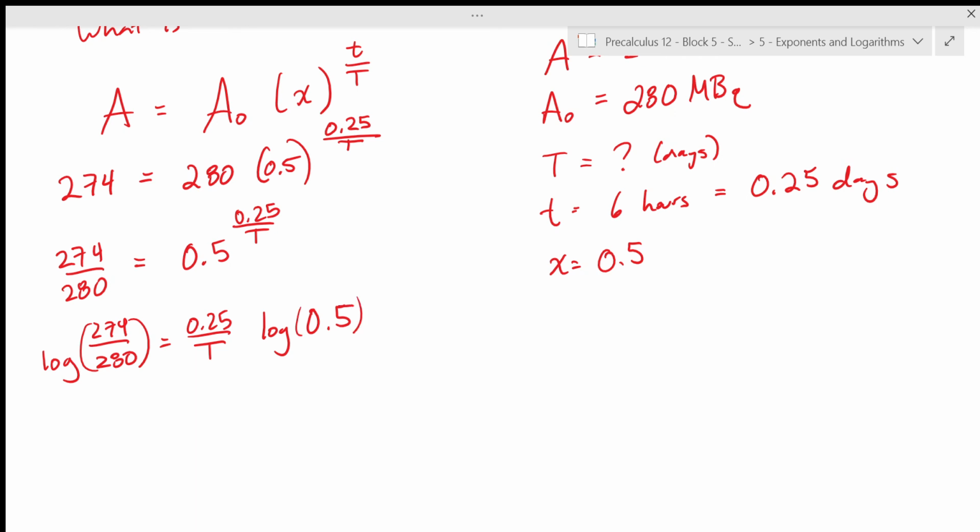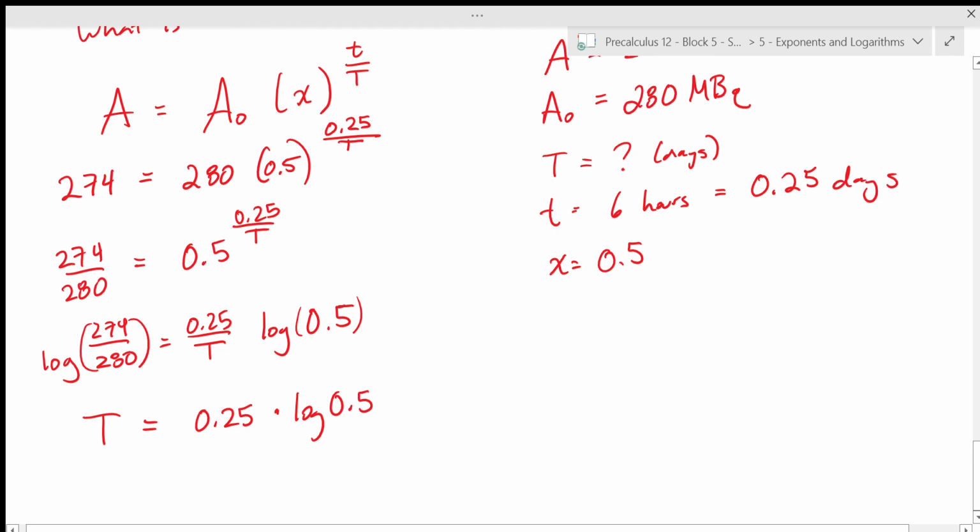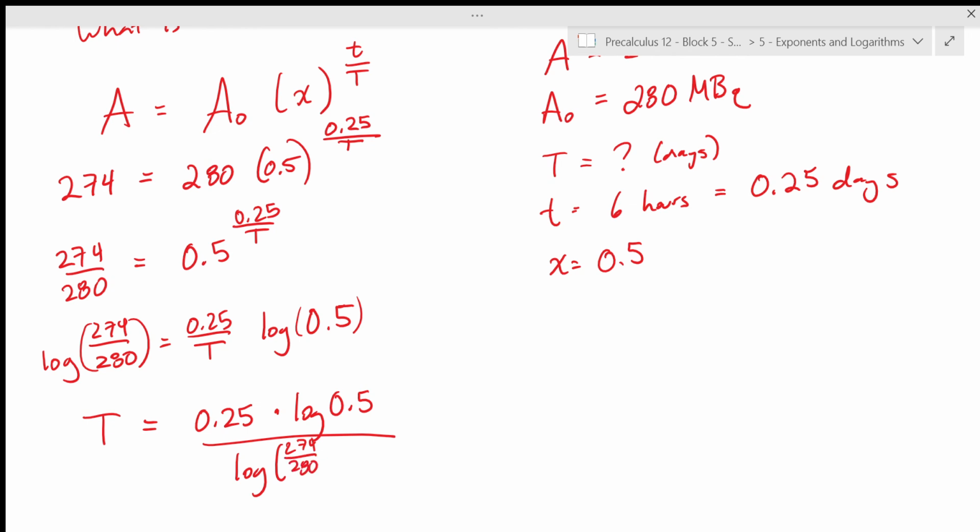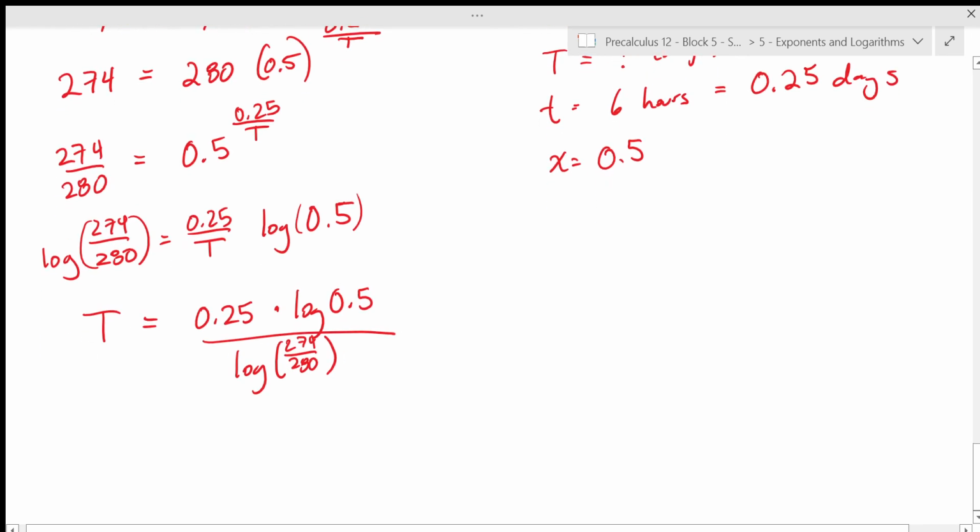Okay, so now we can divide both sides. Well, we want the T in the numerator, so I'm going to multiply both sides by big T, and then divide my right-hand side by log of 274 over 280. So my big T is going to be equal to 0.25 times log 0.5, divided by log of 274 divided by 280. Then I'm going to crunch that all into a calculator, being pretty careful about my order of operations. When you do log of 274 divided by 280, you have to be careful about brackets because you want to make sure that's all inside the log.